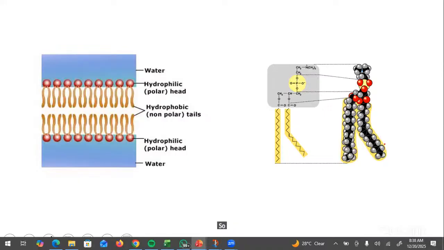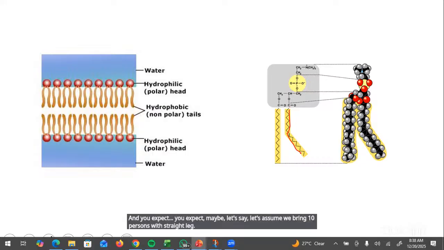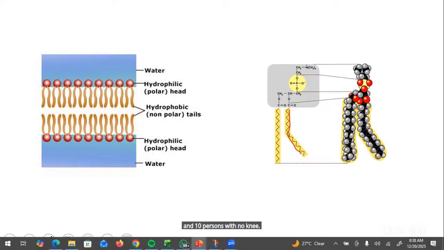So you can see, like I told you, I've explained this kink nature that you're seeing here. The kink nature is to make sure that the membrane is not tightly packed. It's just like when you have someone that has a knock knee. Let's assume you bring 10 persons with straight legs and 10 persons with knock knees, and you want them to do a march past. Which one do you think will compact very well? Of course, the one with straight legs. The one with knock knees will disperse. And those are the characteristics of a liquid.